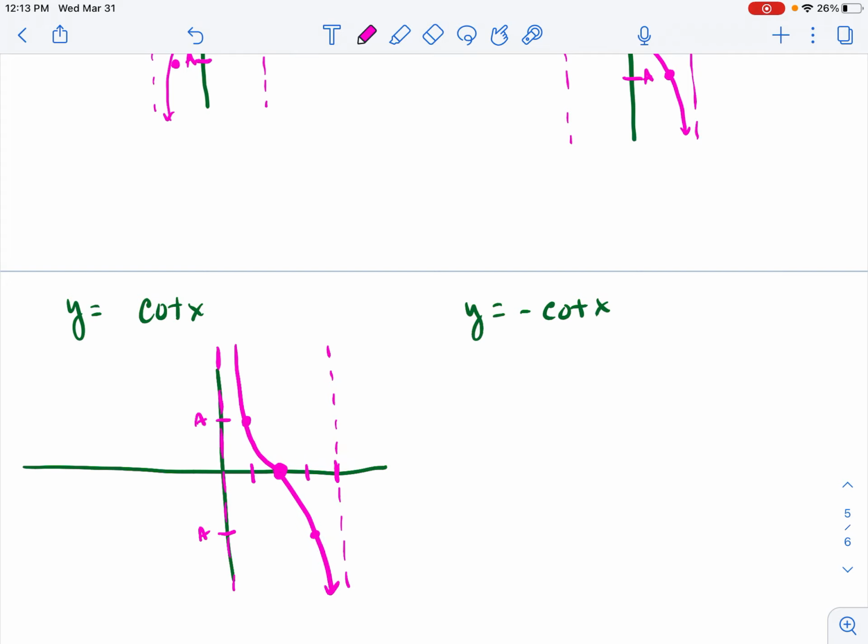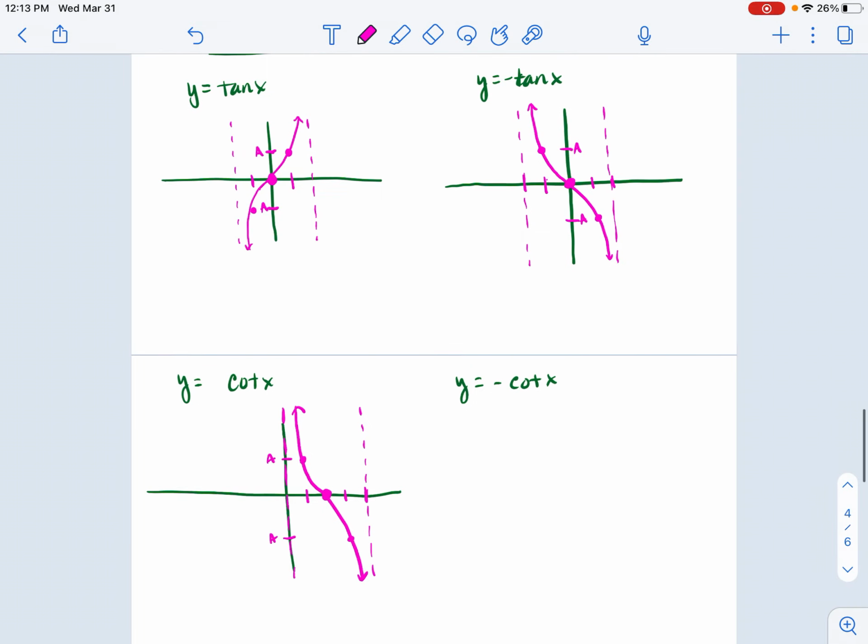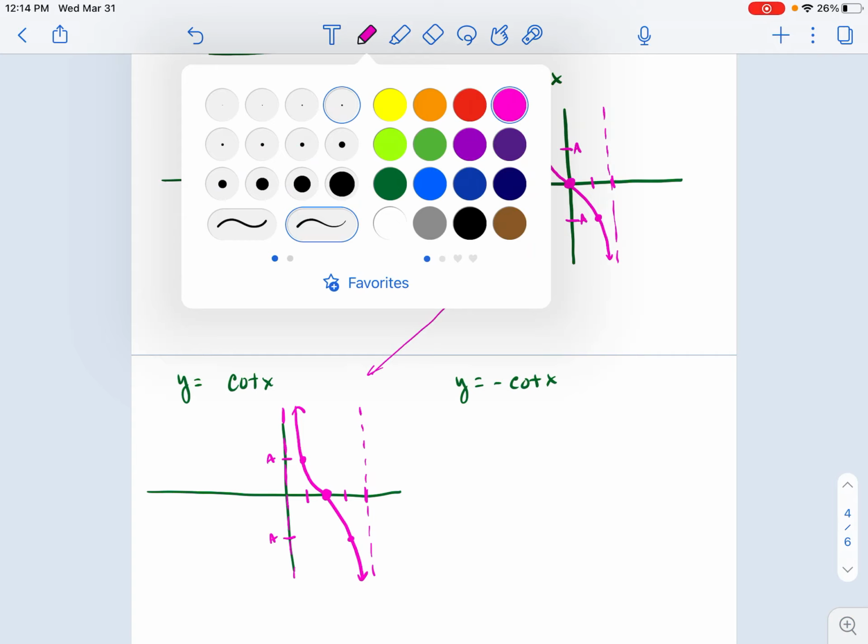And now at this point you might be thinking, Miss Cruzy, that totally looks like a negative tangent graph. And look at it. Look at these two. Yeah, they look exactly the same. But what's the main difference here? It's the placement of their asymptotes. That's what makes the difference between a tangent and a cotangent graph, right?